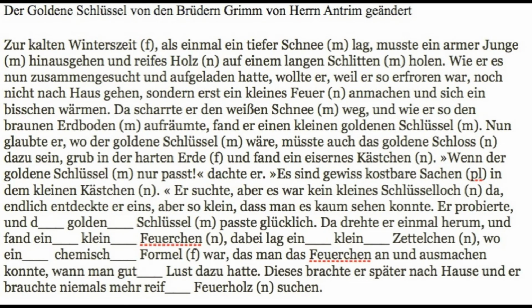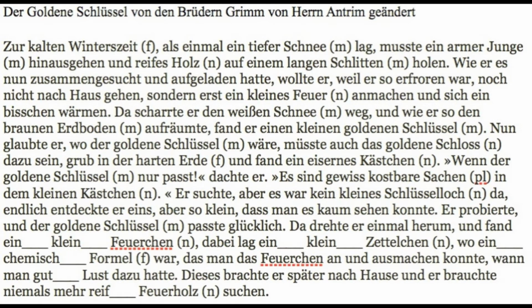Our next blanks are masculine and they are in the nominative case because they are the subject. So we should have der goldene Schlüssel. Our next blank is neuter and in the accusative case because Feuerchen is neuter and this is the direct object of the sentence. Ein does not take an ending with neuter and accusative, but klein should take an es. So we should have ein kleines Feuerchen.